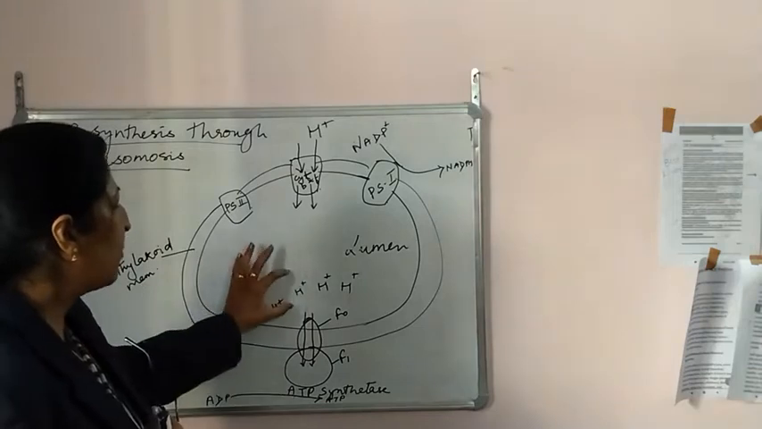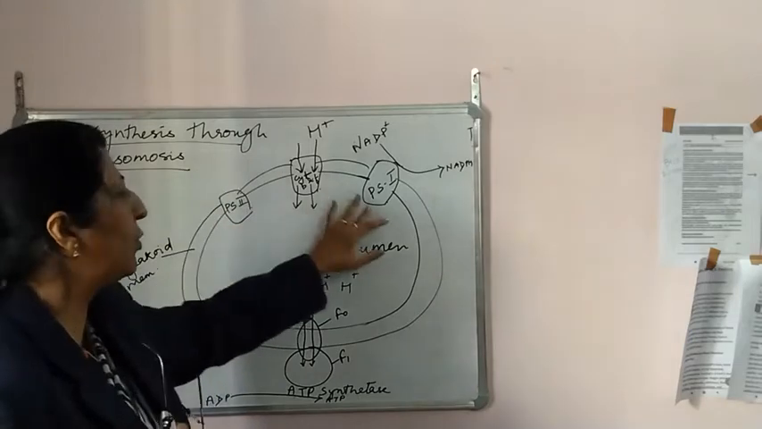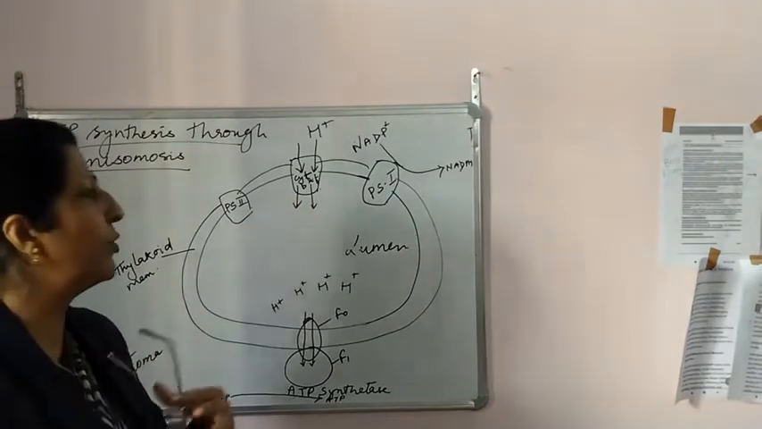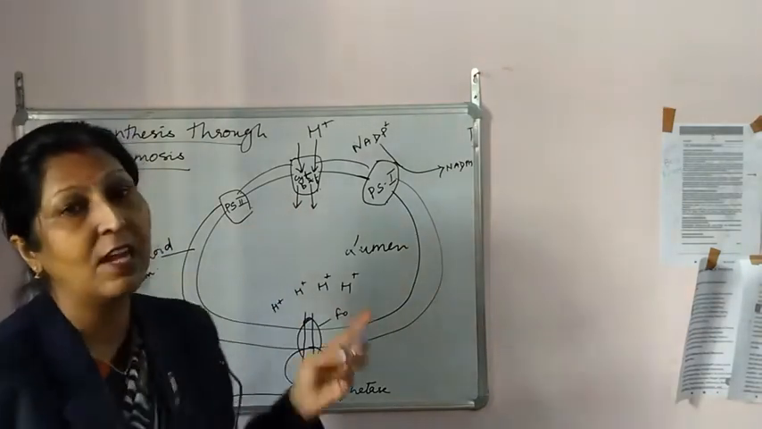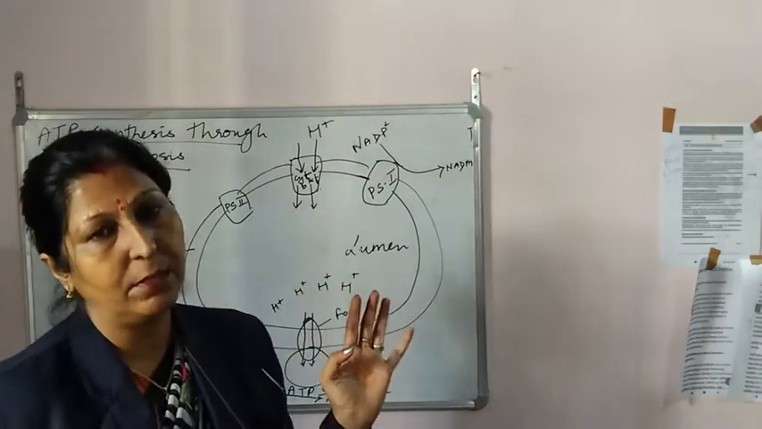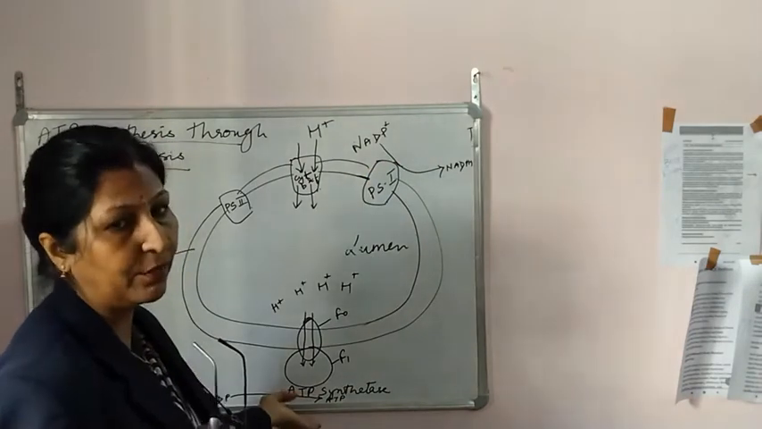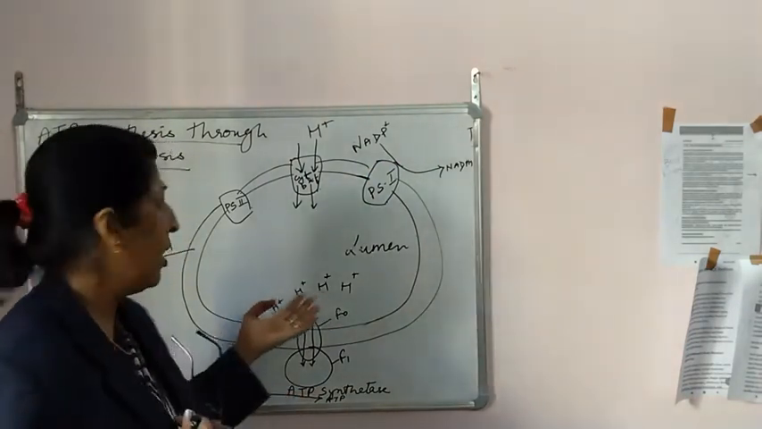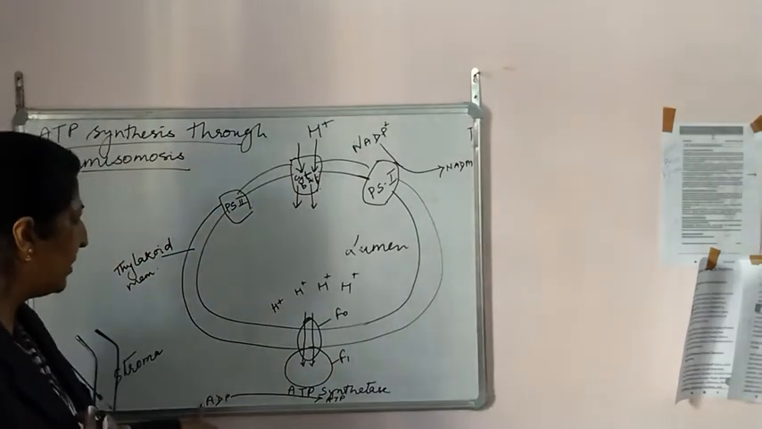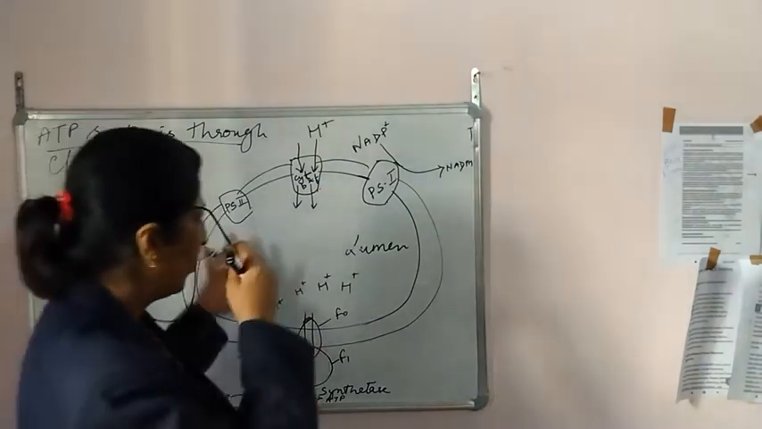H plus ions are there inside the lumen, and then you have photosystem 2 and photosystem 1. If you remember, when we did the ETS chain, we had both photosystem 2 and photosystem 1. As a result, at the end we had two energy bonds formed: ATP and NADPH. So NADPH is formed and then ATP is formed from here. And you very well know that ADP plus Pi, one phosphate molecule, will give ATP. So this is the structure over here.